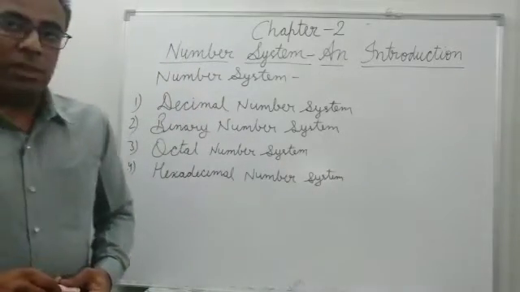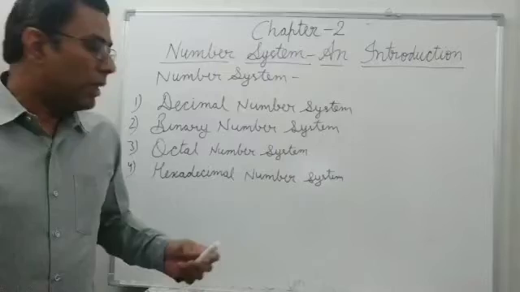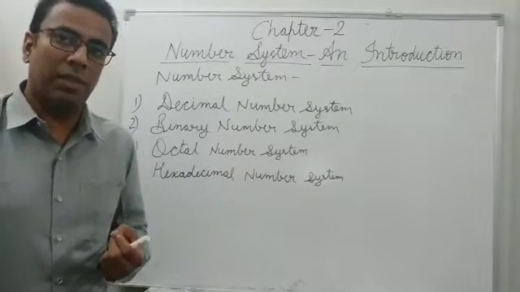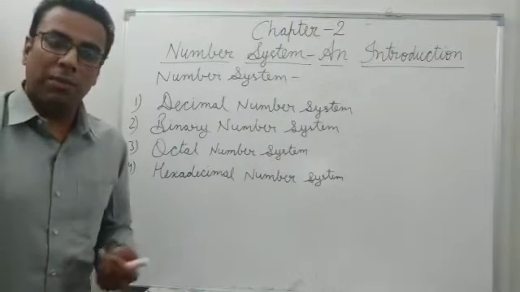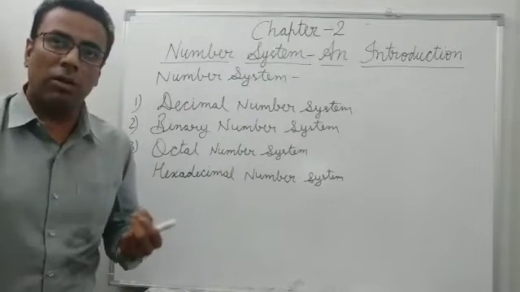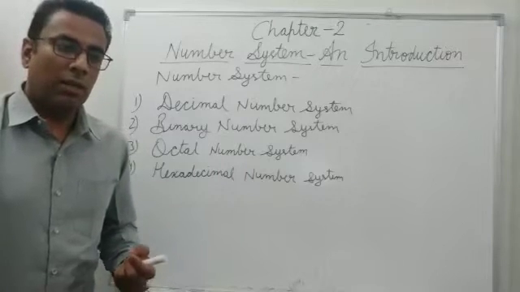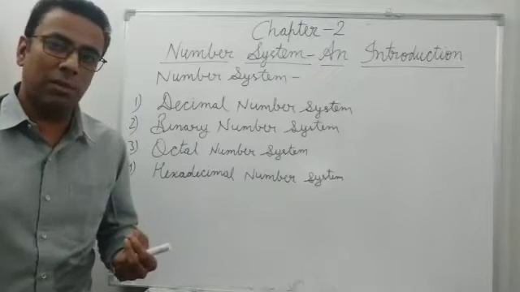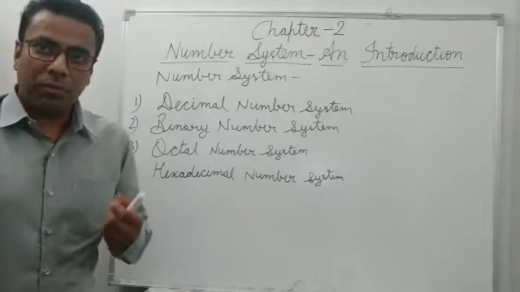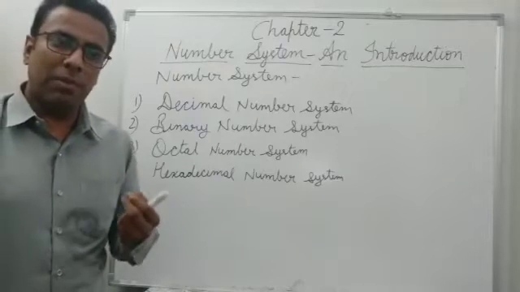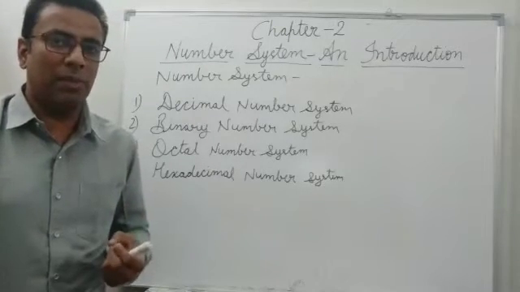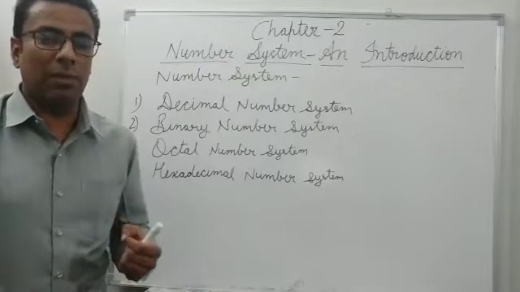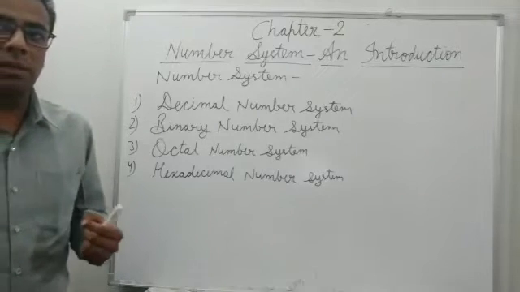The first is the decimal number system. Nowadays in real life we use the decimal number system. Suppose you want to know the number of students in your class. You will simply count them one by one. The number system you use here is called the decimal number system, and it is the most common number system.